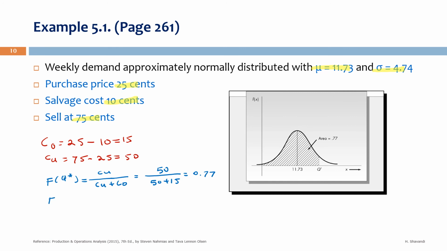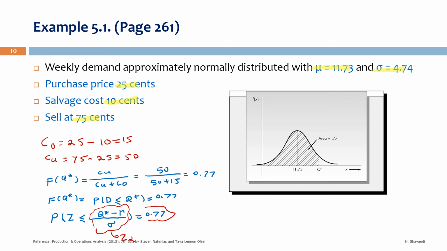0.77. So the F of Q star is the probability of demand being less than or equal to Q star, which should be 0.77, and we know that the distribution is a normal distribution. So here we need to convert this to the standard normal distribution, right? So to do so, let's show the standard normal by the Z variable. So the probability of Z being less than or equal to (Q star minus mu) over sigma should be 0.77. Okay, and as you know, this will be, let's say, the Z alpha value, and this is the alpha.